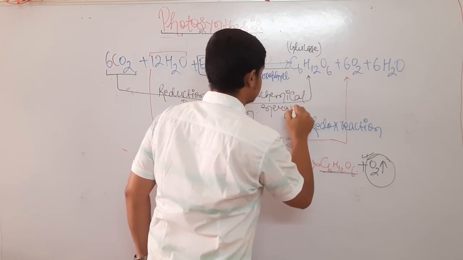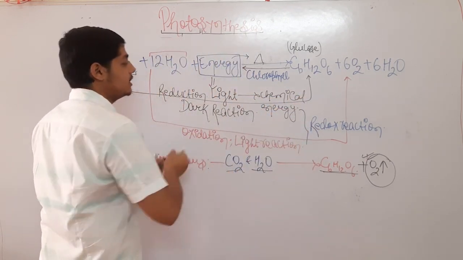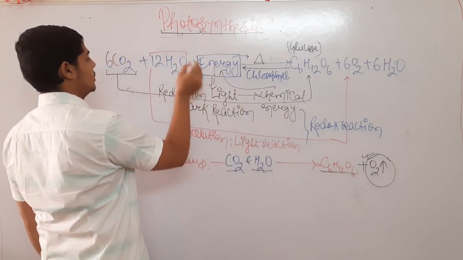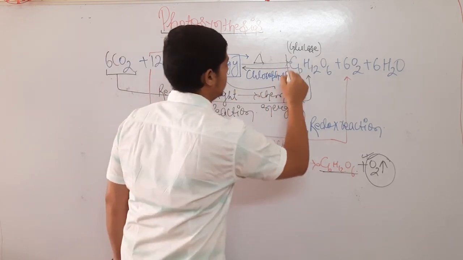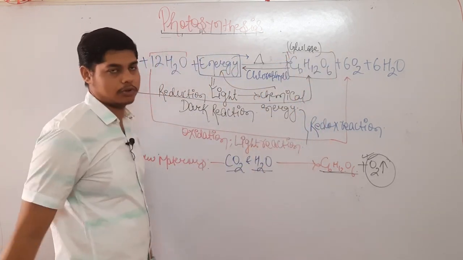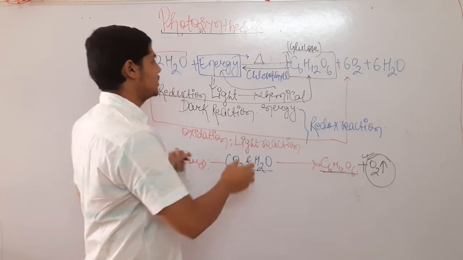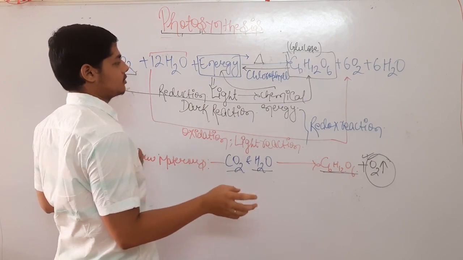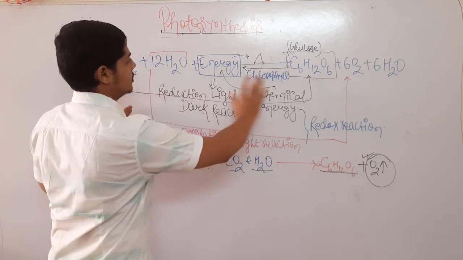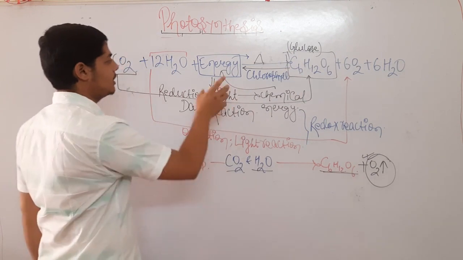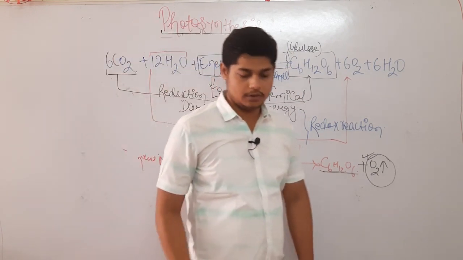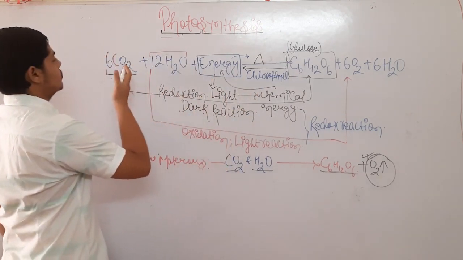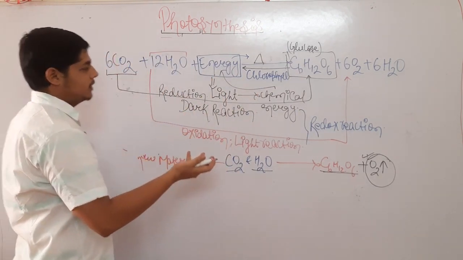This chemical energy is used in the process for formation of the glucose molecule. So this is the entire reaction, and the entire chapter we will discuss will be on this reaction. On every step we will have a look at this reaction. So this is basically the introduction.